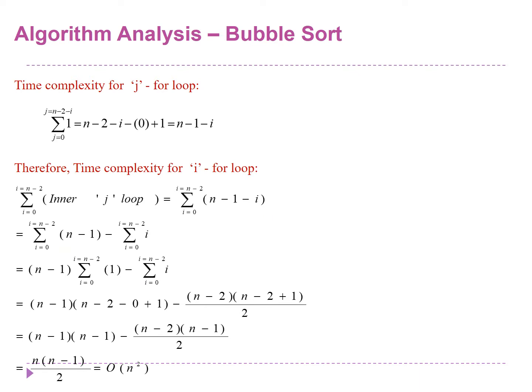Algorithm analysis of bubble sort. Very similar to the selection sort, the bubble sort also takes the limits of the for loop as the limits of the summation, and the summation formulas are applied, and we obtain the time complexity of the bubble sort as big O of n squared.